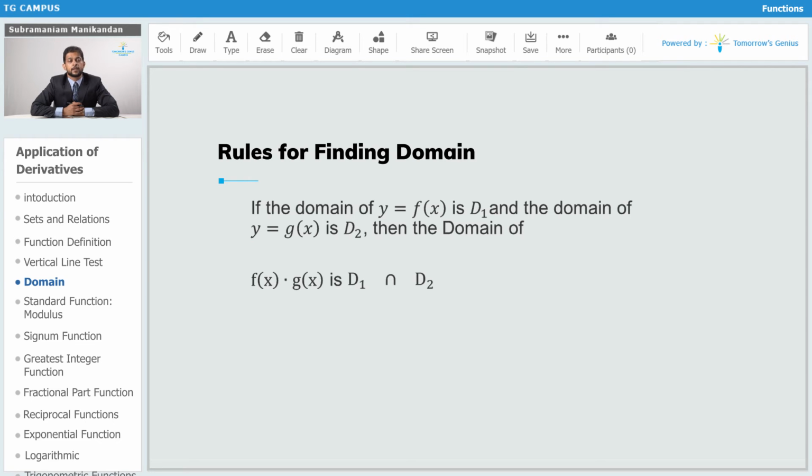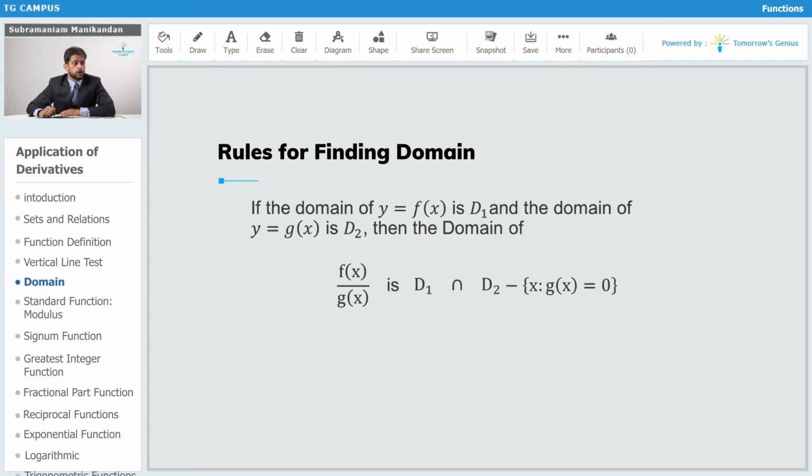So for example, if we have sin x multiplied by 1 by x, sin x by x, the domain of this function should include the domain of sin x as well as the domain of 1 by x. So what is that? That is all real numbers except 0, because sin x has the domain of all real numbers. However, 1 by x does not have 0 in its domain. So therefore, the domain of sin x multiplied by 1 by x would be all real numbers except 0.